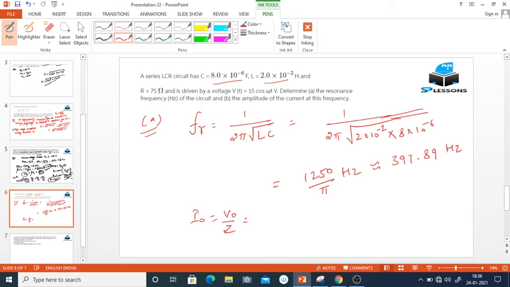Okay, in the resonance condition, you know the current I naught is equal to V naught upon Z, and in the resonance condition Z is equal to R, so we can write V naught by R. V naught here is given as 15, divided by the resistance value 75, which is equal to 1 upon 5 ampere, or you can write 0.2 ampere.